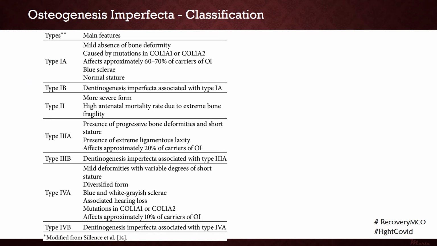So as we had discussed, osteogenesis imperfecta can be classified into 4 types, that is type 1, type 2, type 3 and type 4. Each subtype has its particular clinical features. Most of the clinical features are common. What is important for us to remember is with certain types, dentinogenesis imperfecta is associated. So we have to remember these types where dentinogenesis imperfecta is associated along with osteogenesis imperfecta.